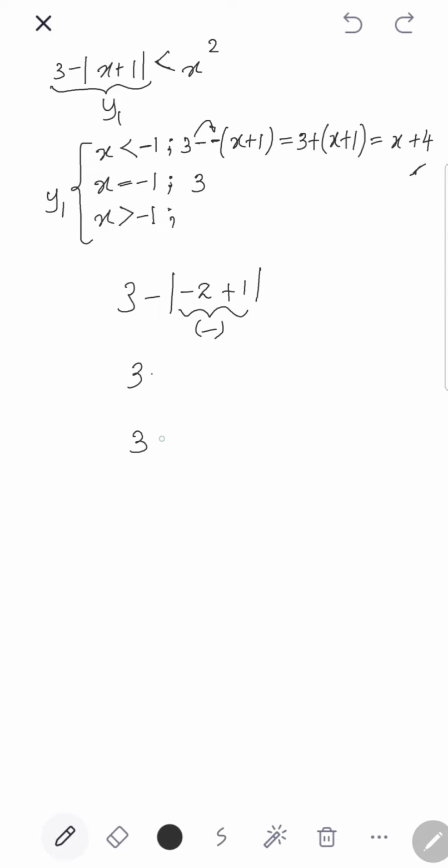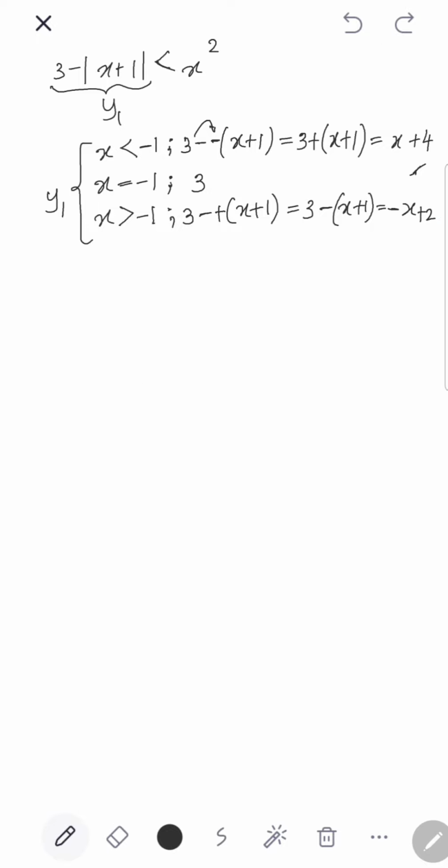Then next one, greater than minus 1. Substitute 0, 0 plus 1. So we get a positive answer. Then we have to remove the modulus bracket and put plus in front. Then when we simplify, we have 3 minus x minus 1. Final answer is minus x plus 2. Now we can draw the graph. The turning point is x equal minus 1, y equal 3.